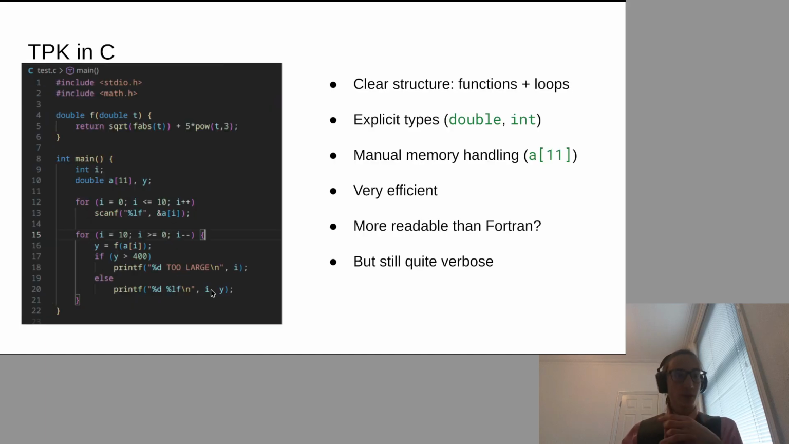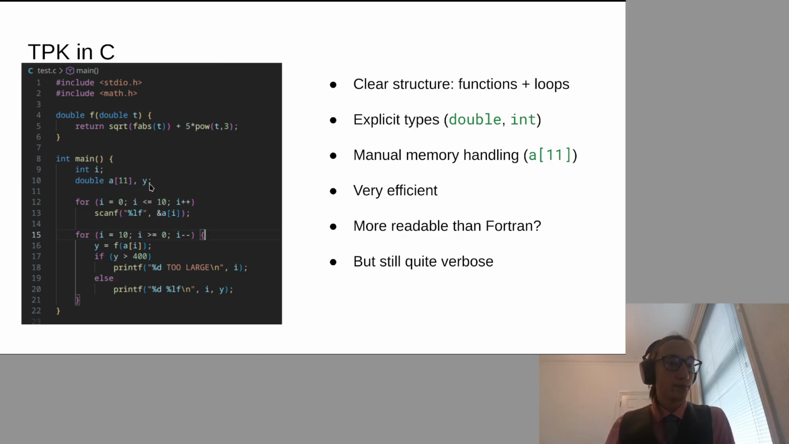C is a lot more readable. It's got clearly defined functions and loops. It's got explicit types, so you can see what's a double and what's an integer. It has clear memory handling, so you can see two lines down from the main loop.